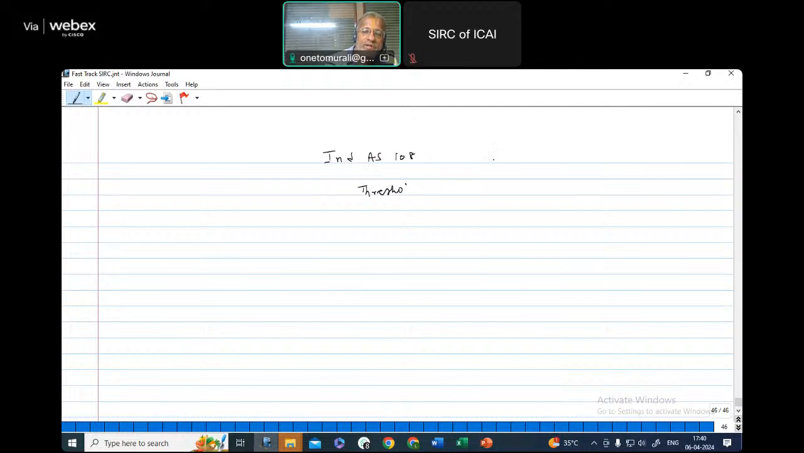Threshold points. Revenue: 10% of the total revenue. Whichever segment is giving you at least 10% of the total revenue. Total revenue means external plus internal together.